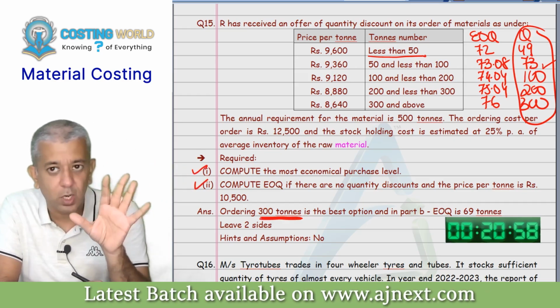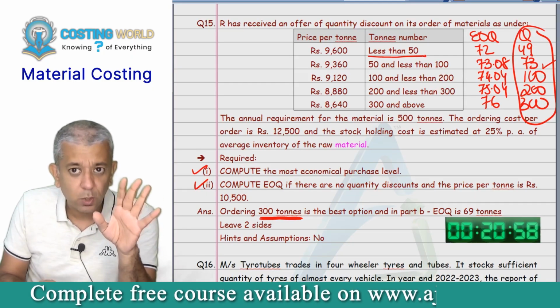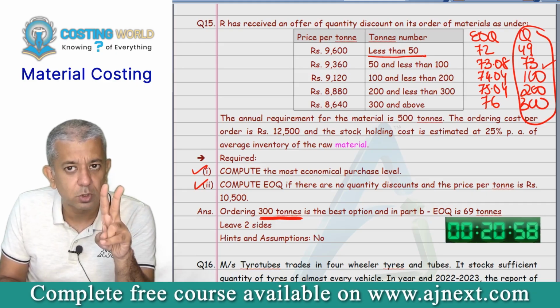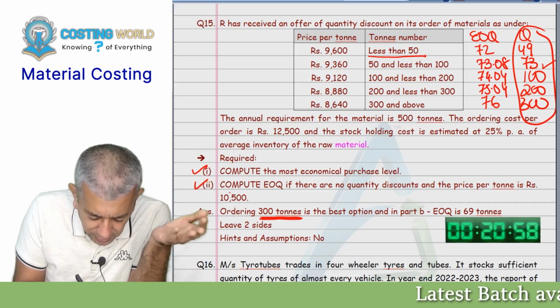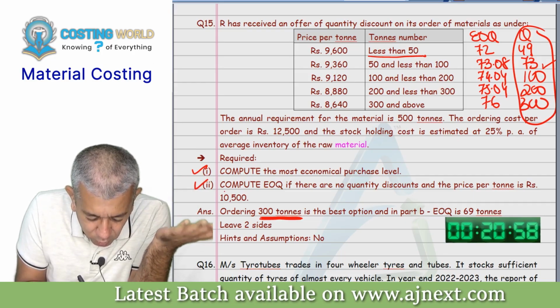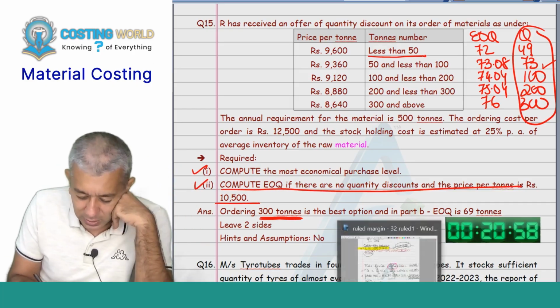Part 2, have you all done or should I do it? It will take me half a minute only. There was part 2 also. Did you realize there were 2 parts in the question? Yes. Okay, only the first part. So do the second part then. Who is stopping you? Compute EOQ if there are no quantity discounts and the price per ton is 10,500.